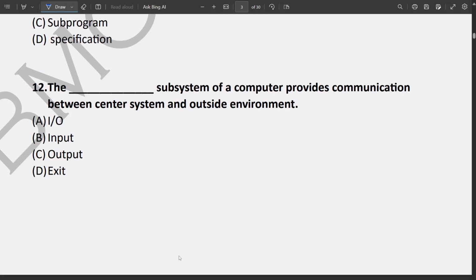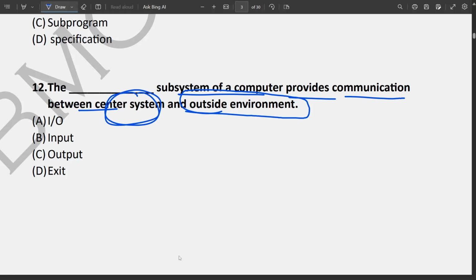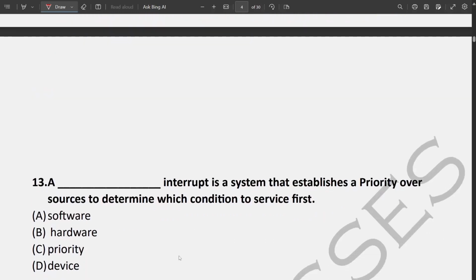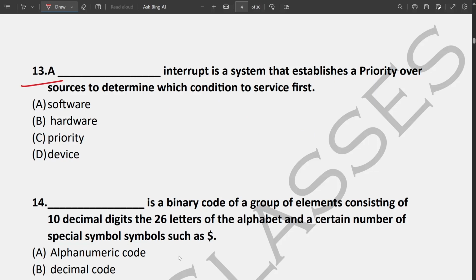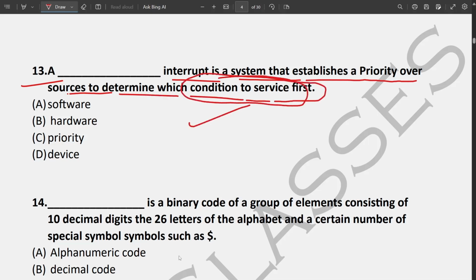Next, the subsystem of a computer that provides communication between the central system and the outside environment. The answer will be IO device, input output. Option A is correct. Next, an interrupt is a system that establishes a priority over sources to determine which condition to serve first. So the answer will be priority. Priority will determine which condition is to serve first.